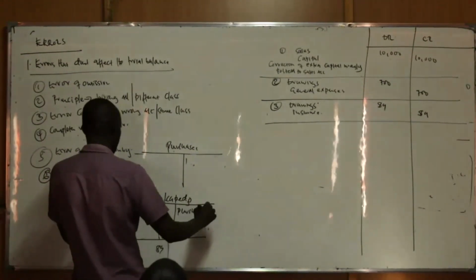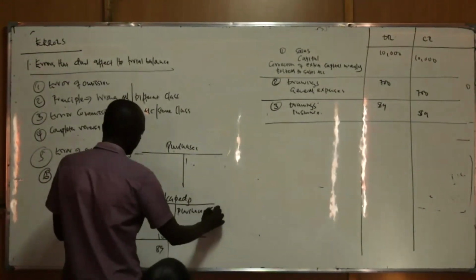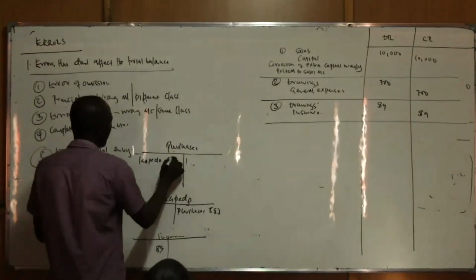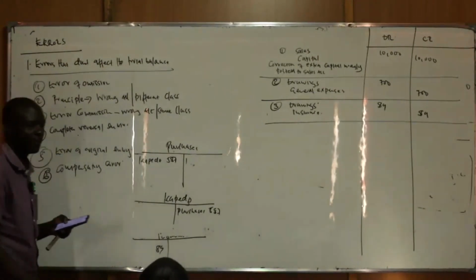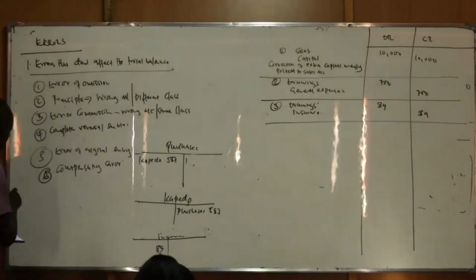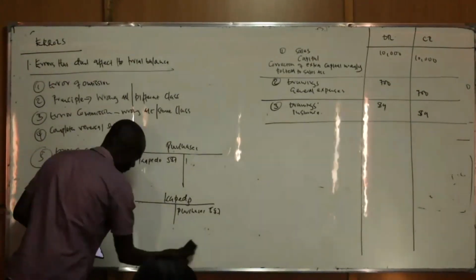How much? 587, isn't it? And then they wrote here Capedo. How much? 587. Is it so? That is what they did in both books. Which kind of error is this?